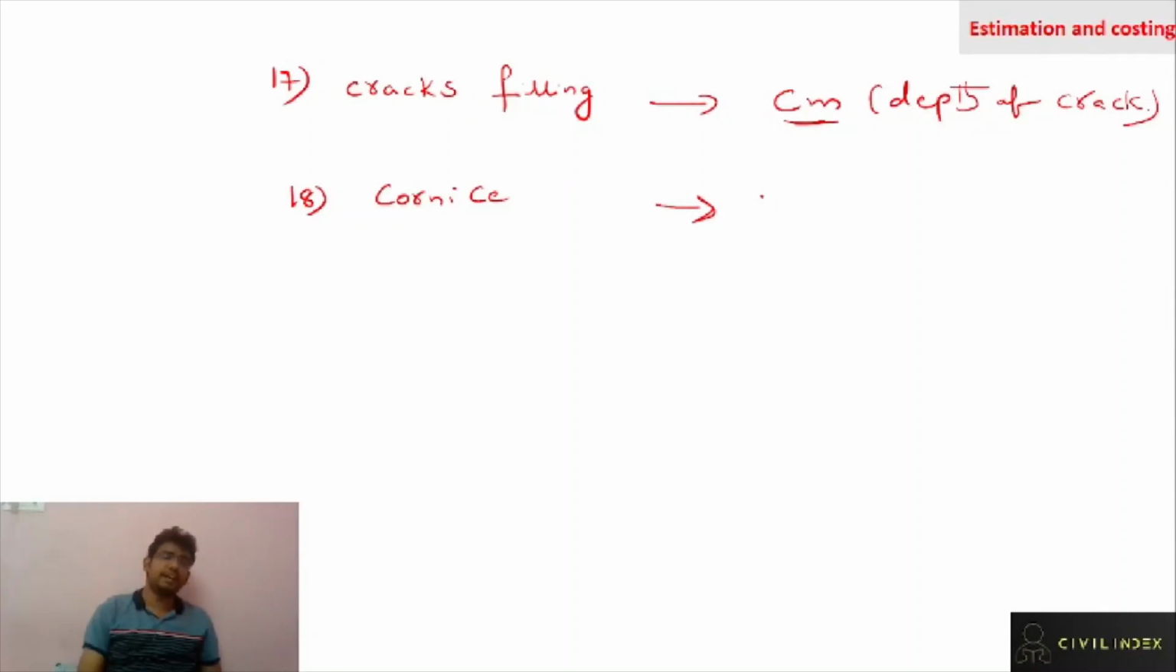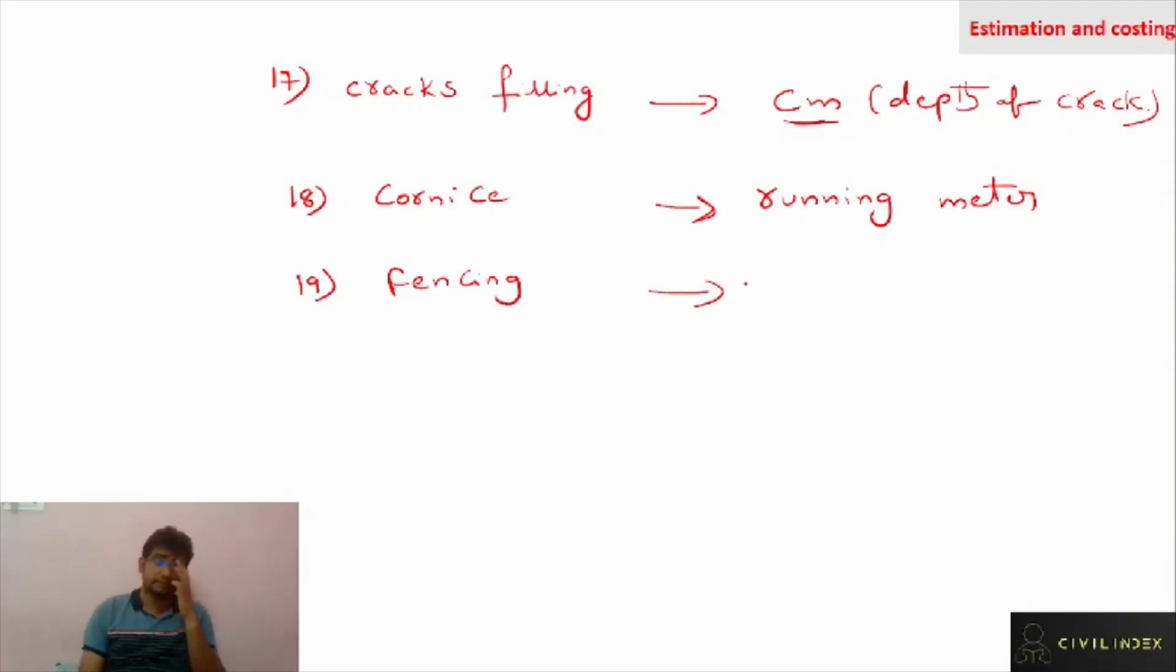Running meter. What is the unit of measurement, guys? Cornice is measured in the running meter. And already I told you, for fencing what is the unit of measurement? Running meter again. For fencing we use the running meter. And now we will see a few more things.